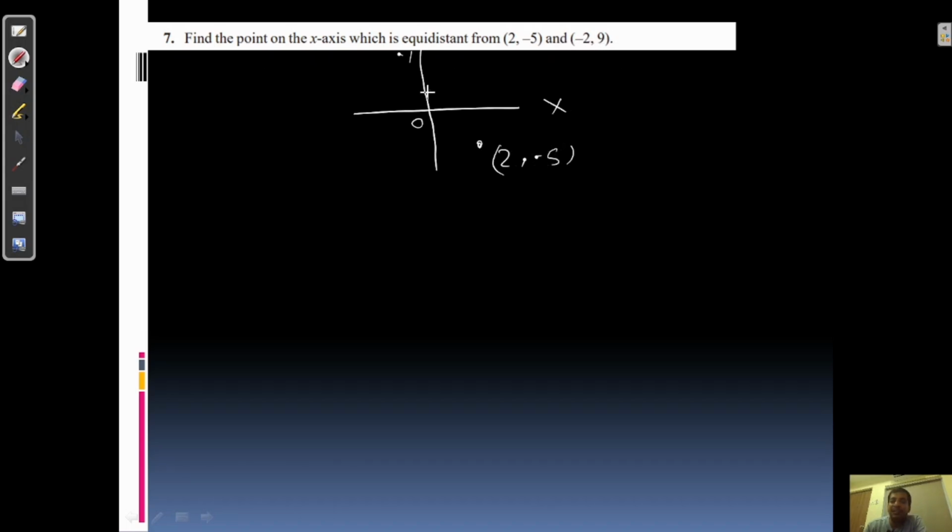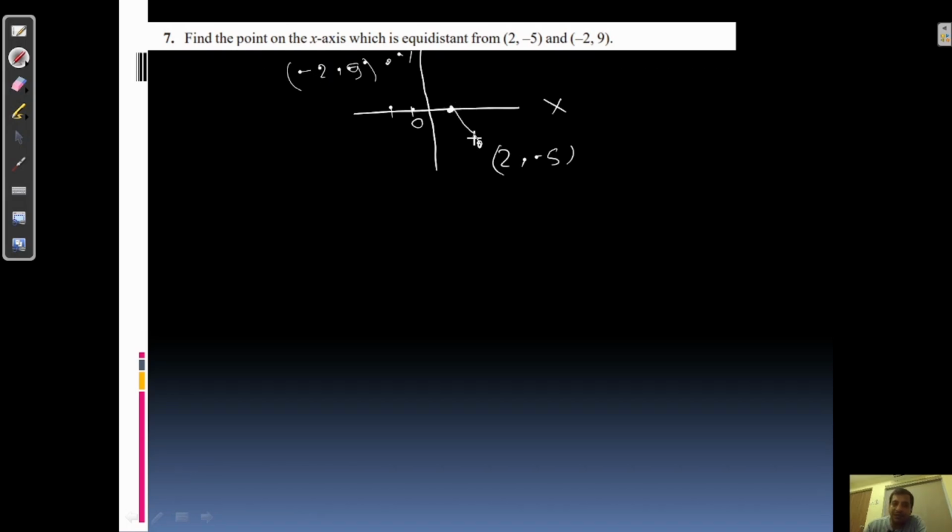X is negative, y is positive. So in x axis we have to go minus 2, in y axis 9. Let us say a point is here, that is (-2, 9). Okay, so there is a point. Now they are saying find the point on x axis which is equidistant from both the points, meaning there is a point on x axis. Let us say this is the point.